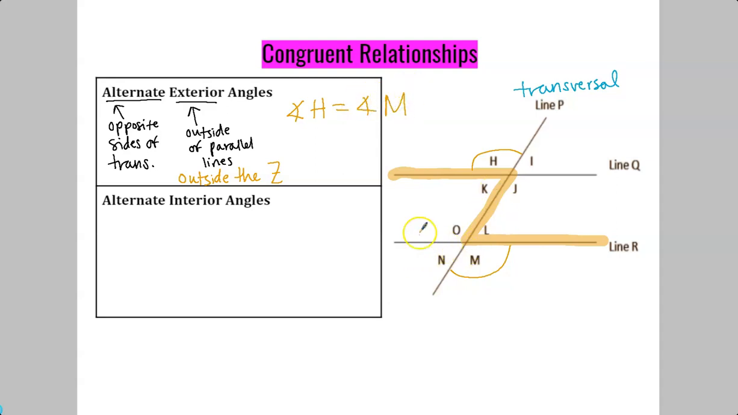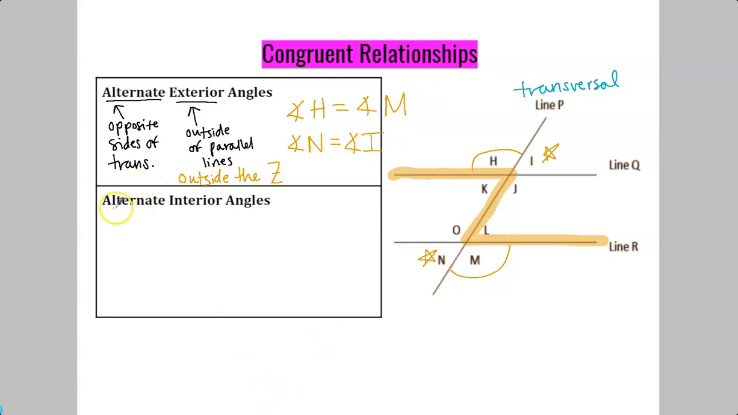We could also then say N and I would be congruent because again, they're on opposite sides. One's on the left, the other one's on the right of the transversal. And they're on the outside of the Z, aka outside the parallel lines. So again, we could say angle N is equal to angle I.